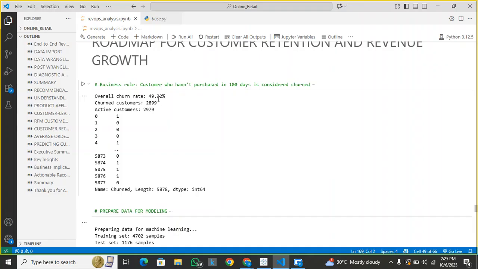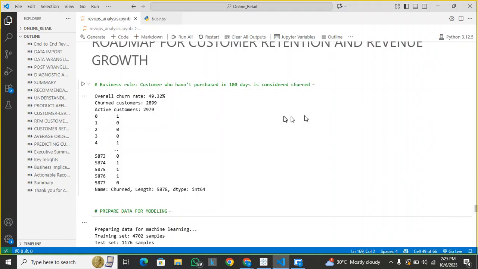49.3%, which is really high. The churned customers are 2,899, and the active customers are 2,978. Almost half of the customers are churned. This is a risk. The business rule for churn is that if a customer has not purchased in the last 100 days, that customer is considered churned.